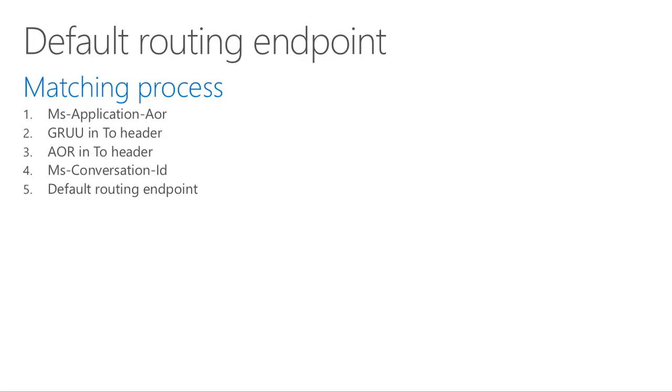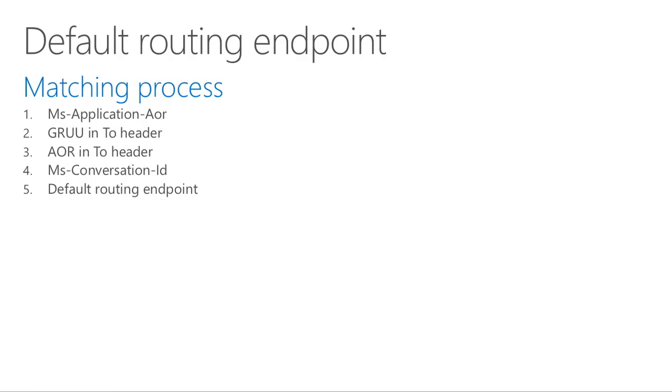The list that I have here is sort of the sequence that a UCMA application goes through when it's deciding how to route incoming SIP invites, which endpoint to give them to. The first thing it looks at is a SIP header called MS Application AOR, AOR standing for Address of Record. So this one is really only used by some very specific applications within Lync server. It's not something that you typically would use in development.